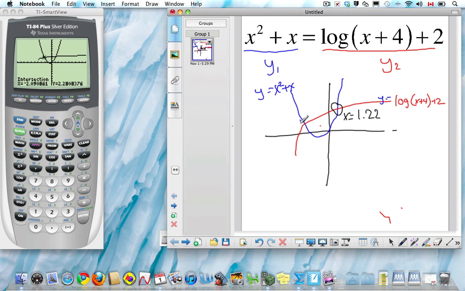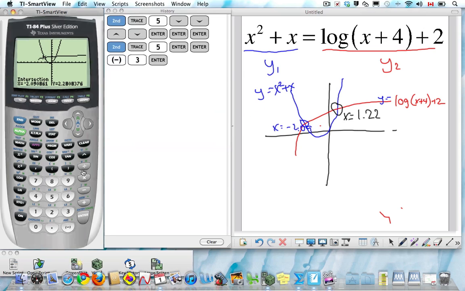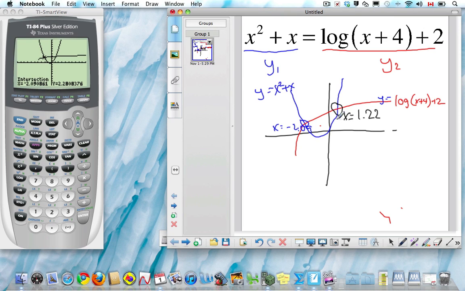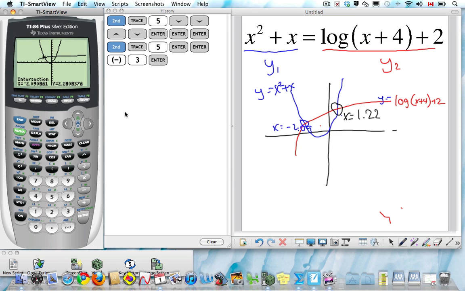So if I go back over to here, this point here is x equals -2.09. And so the solution to this equation is negative 2.09 and 1.22, the points of intersection. And this would be a graphical solution if I would accept this as something that would be okay. You showed the equations that you put in, and you showed which ones were the x values. Here and there are the keystrokes that you would need.